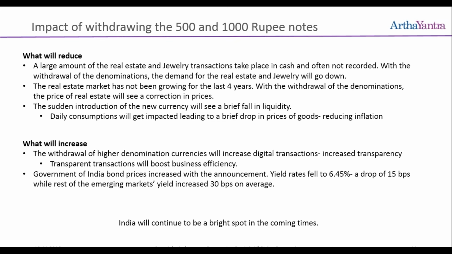Now, with this transparency also comes a boost to the government earnings. With the government earnings picking up, naturally, the next step was to buy a lot of the government bonds. So we see that the yield rates, which are inverse of the government's bond prices, are actually 6.45%, a drop of 15 basis points. This is a very big boost to the bond prices as such.